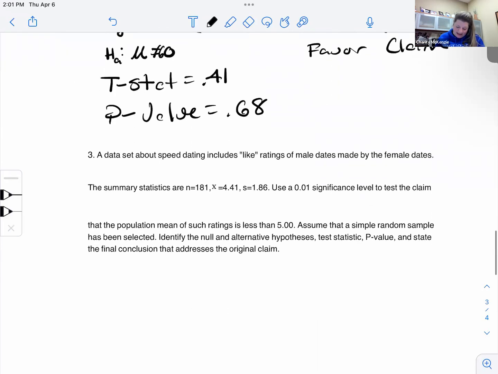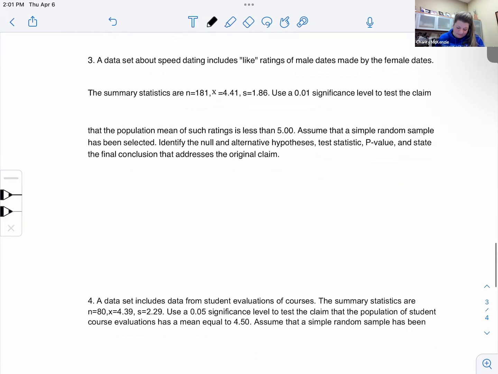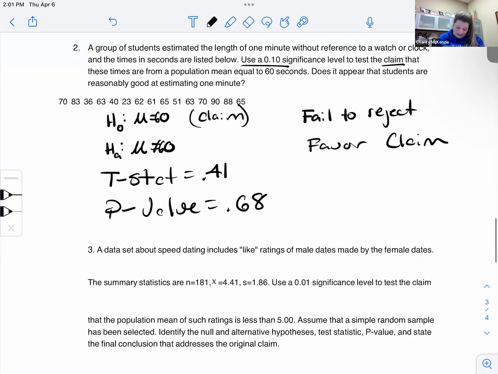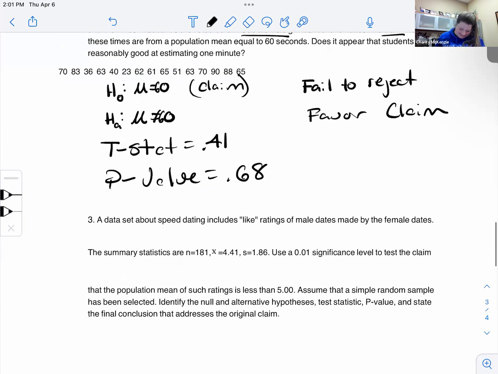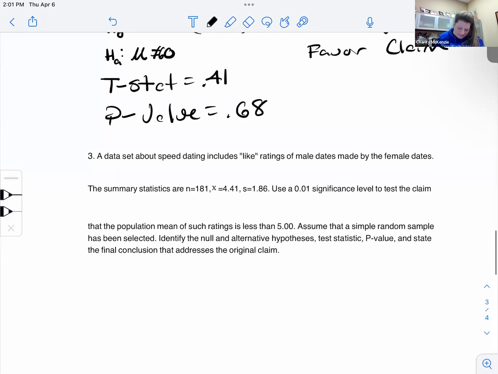All right. This next one, hopefully you're getting this idea. Whether I fail to reject or reject the null, it could be the claim or not the claim. So you'll have 4 things to pick from every single time. Fail to reject in favor of the claim, fail to reject not in favor of the claim. Those will be yours, and then the other way.